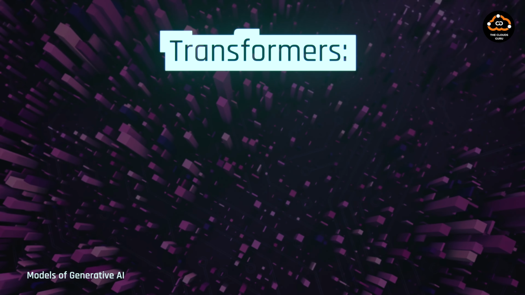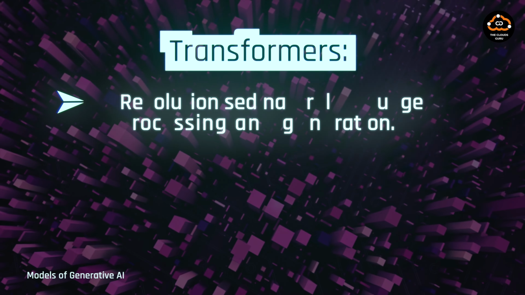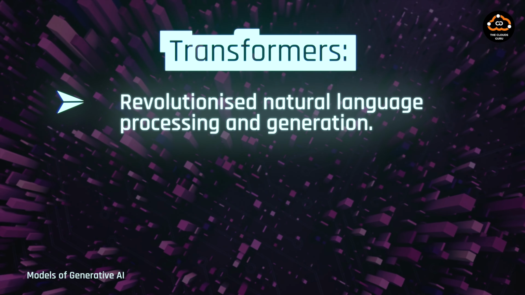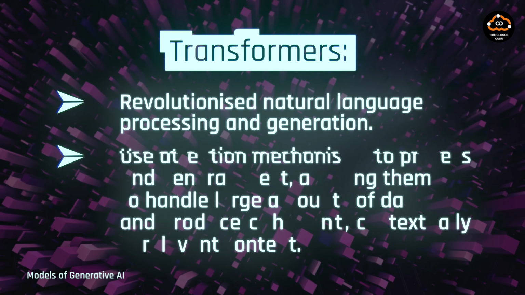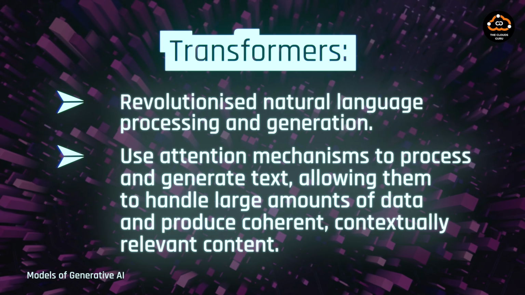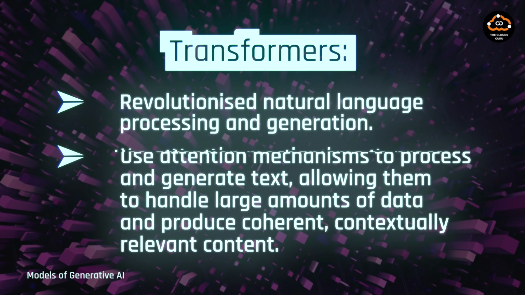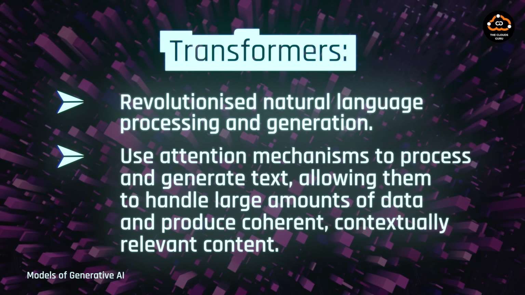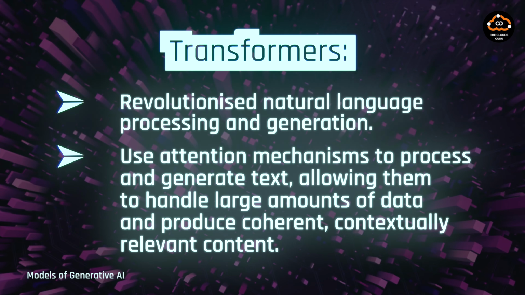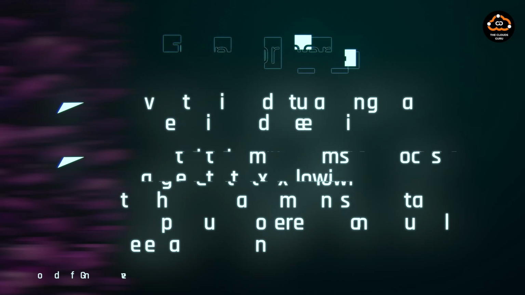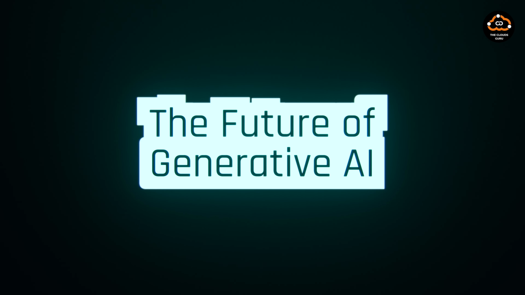Transformers. Transformers like GPT-3 have revolutionized natural language processing and generation. They use attention mechanisms to process and generate text, allowing them to handle large amounts of data and produce coherent, contextually relevant content.